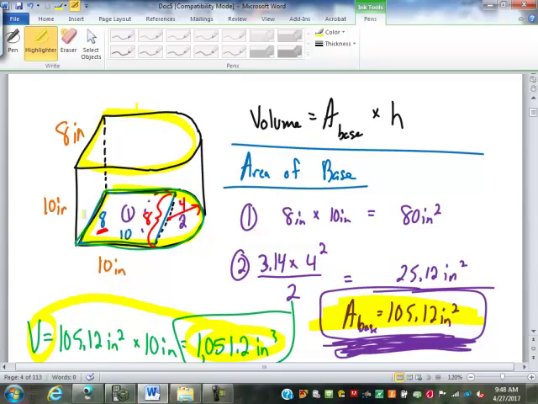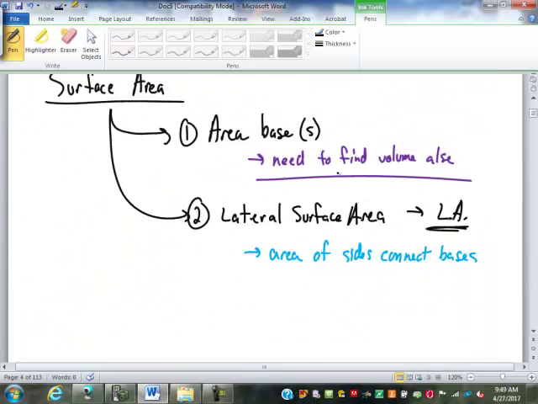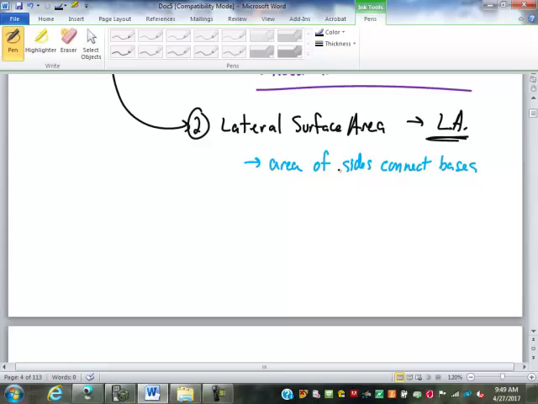The lateral area is the area of these surfaces that wrap around. Did a really poor job of coloring that in. Let me try that again. So it's like this rectangle here, and then these surfaces that wrap around here. Does that make sense? So we're going to look at a simpler shape to look at lateral area. We're going to do just a simple box here for a second.